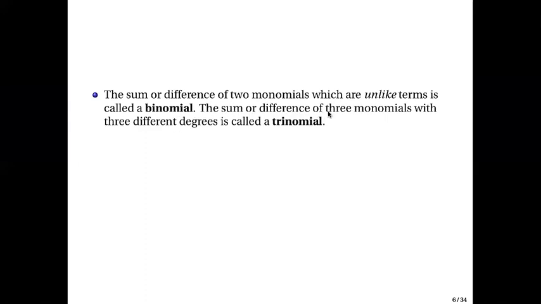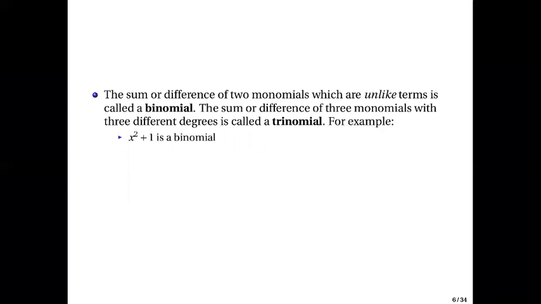So the sum or difference of three monomials, however, with three different degrees, is called a trinomial. Okay? So this time you have three monomials, even if they have the same variables, but the exponents are different. Okay? So if you add or subtract them, you will get a trinomial. Okay?